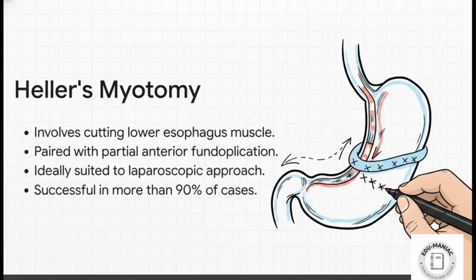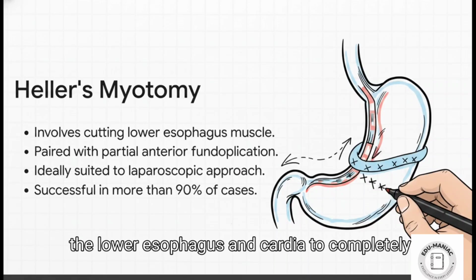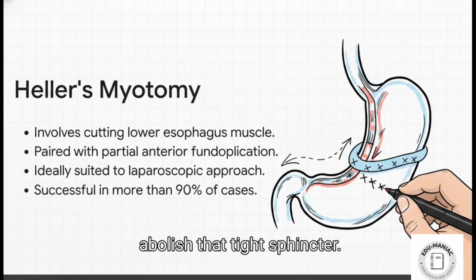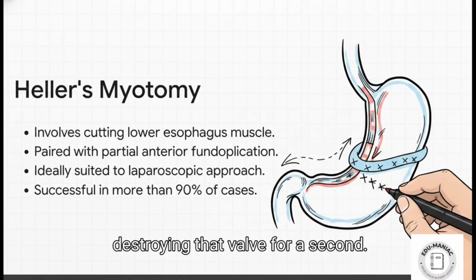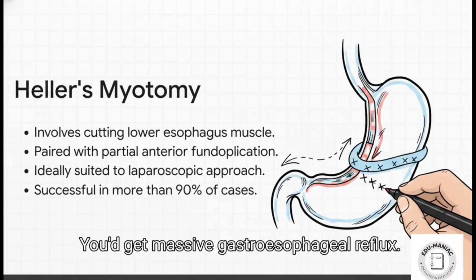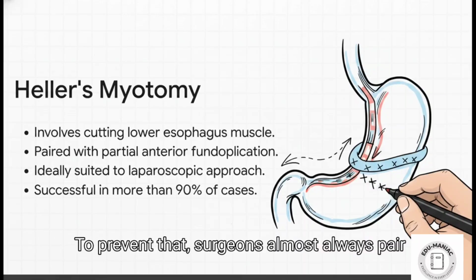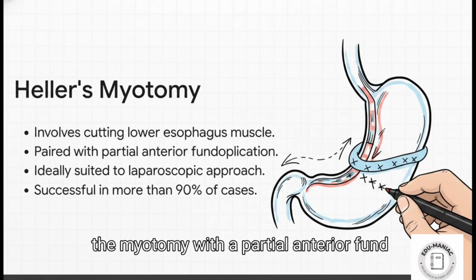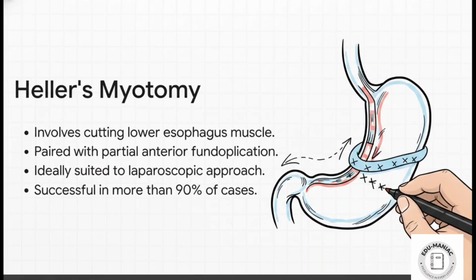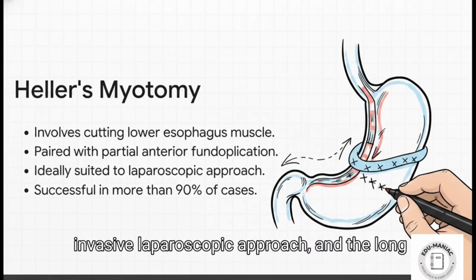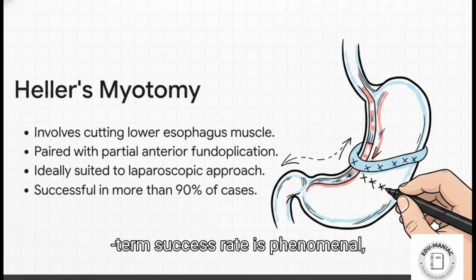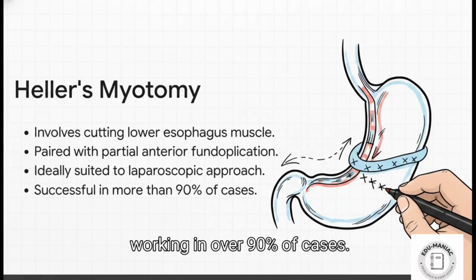Now, if forceful stretching isn't the preferred route, or if it fails, we turn to surgery, the Heller's myotomy. This involves physically cutting the muscle of the lower esophagus and cardia to completely abolish that tight sphincter. But think about the structural consequence of destroying that valve for a second. You'd get massive gastroesophageal reflux. To prevent that, surgeons almost always pair the myotomy with a partial anterior fundoplication. It's often called the Heller door operation, where they wrap a portion of the stomach around the esophagus to recreate a one-way valve. This is ideally suited to a minimally invasive laparoscopic approach, and the long-term success rate is phenomenal, working in over 90% of cases.